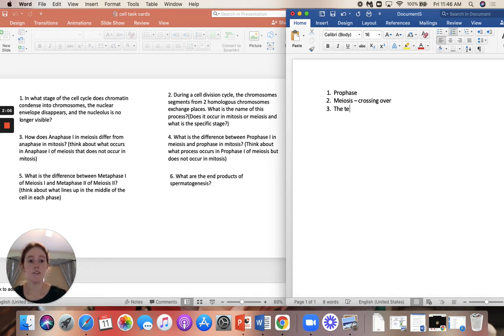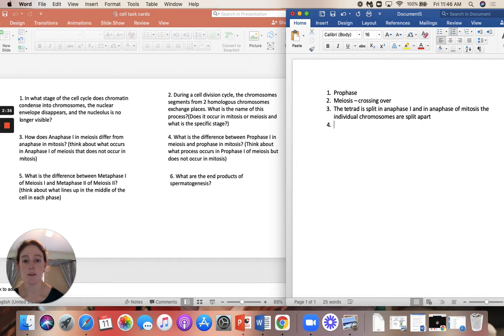So the tetrad is split in anaphase 1 and in anaphase of mitosis, the individual chromosomes are split apart. Number 4, what is the difference between prophase 1 in meiosis and prophase in mitosis?